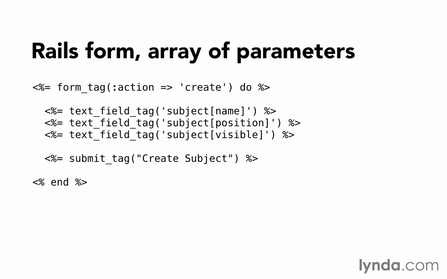Everything from do down to end is part of the form. Inside the block, I use a few more helper methods. The text field tag helper outputs HTML for a text field. We just provide the field name as an argument. Notice that I'm using the same name as before, subject, and then in square brackets, name.